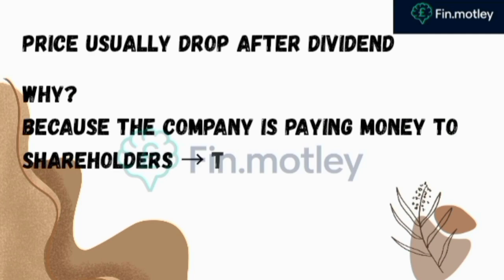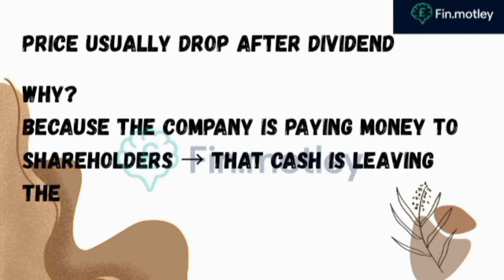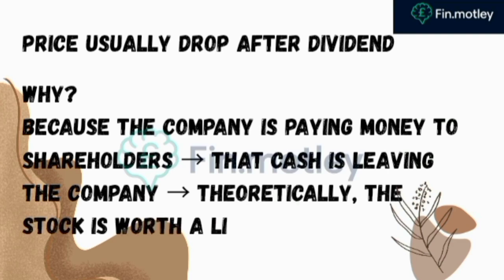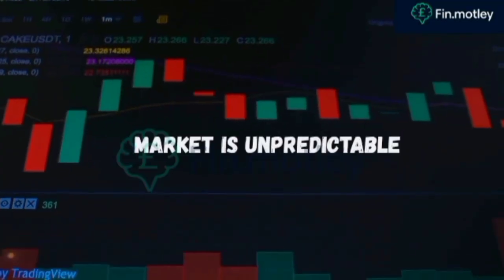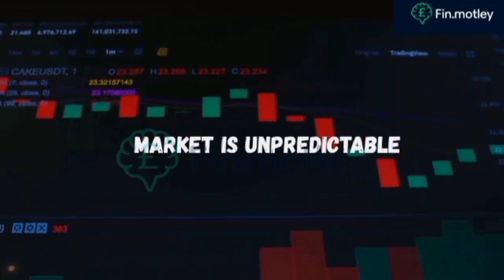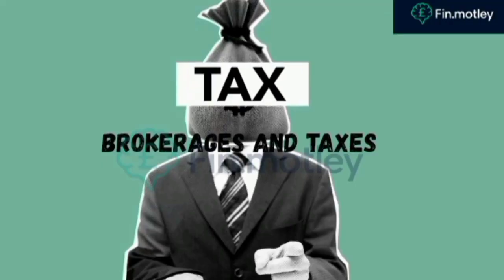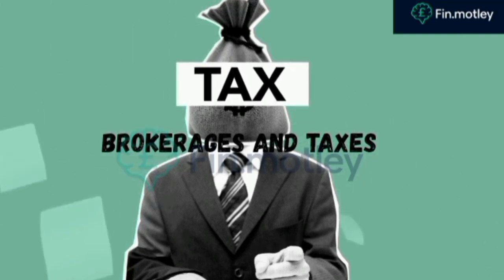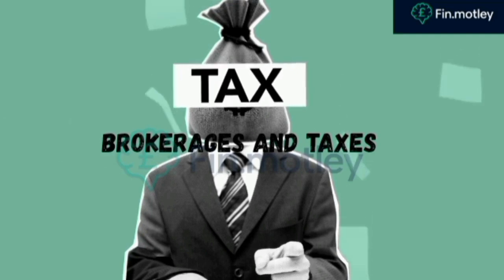Why does the price drop? Because the company is paying money to its shareholders. That cash is leaving the company. Theoretically, the stock is worth a little less, but the stock may not drop exactly by the dividend amount. The market can go up or down unpredictably, and brokerage and tax reduce your effective gain. In India, dividend is taxable at slab rate, so after tax, your net dividend is even smaller.